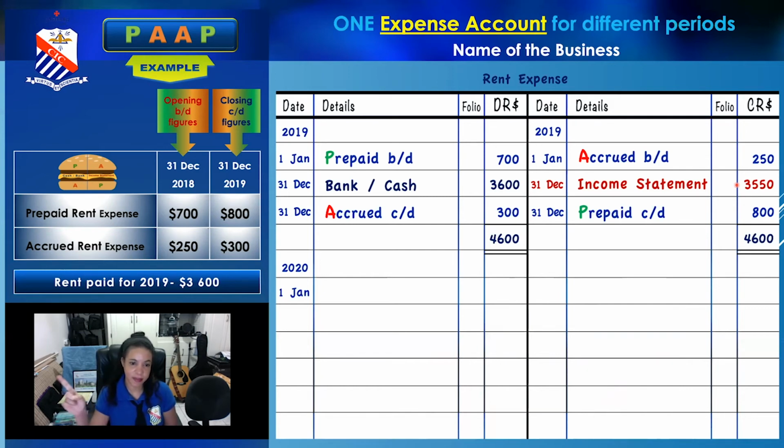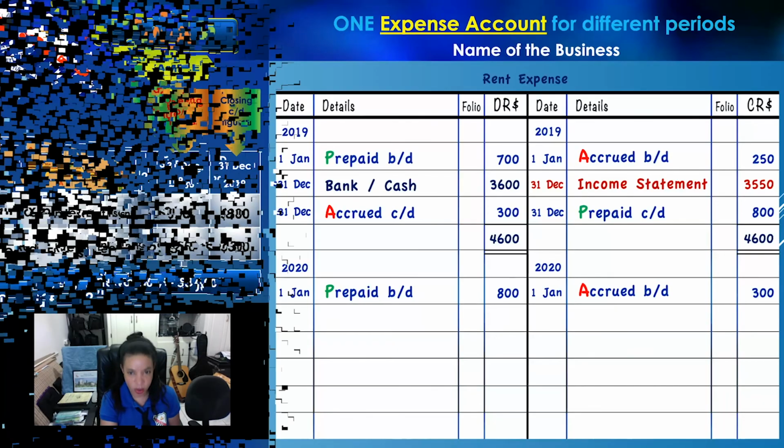So, seeing it there? Let's see. Yeah, there we go. 1st of January 2020, and you bring down your balance from the opposite side. You saw it there, and your prepaid brought it down back on your debit side because it's an asset. 800 is always the same amount, and just like you brought it down from across there, you're going to have to carry this down and bring it down to over there. 2020, 1st of January, accrued brought down 300. Now you are finished.